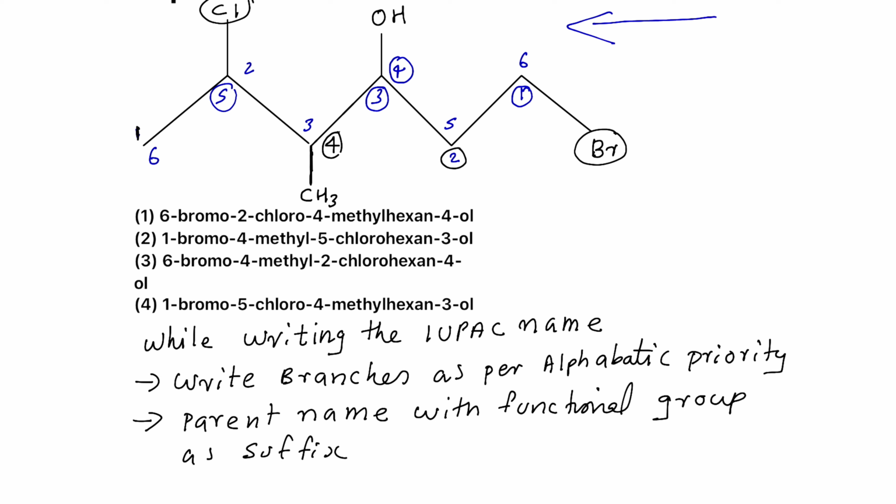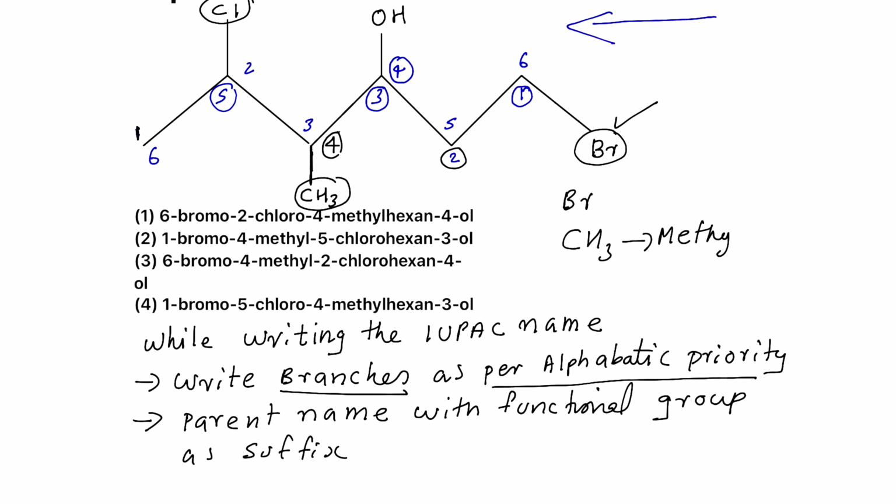Now, while writing the IUPAC name, you have to write branches as per the alphabetic priority. Now here, which are the branches? You can see bromine. Bromine is a branch, right? CH3 group is a branch, correct? Methyl group. Bromine, bromo, correct. Now you have chlorine, chloro. You have to write in the alphabetic priority.